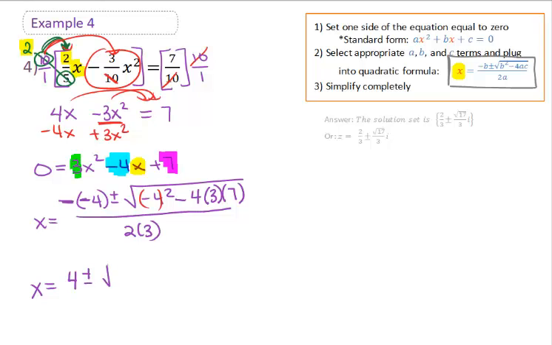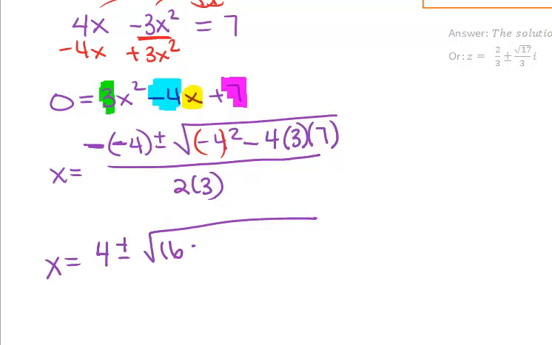Plus or minus square root. Again, that negative 4 squared gives me a positive 16. Minus 4 times 3 gives me 12. And 12 times 7 gives me an 84. This is all over 6.